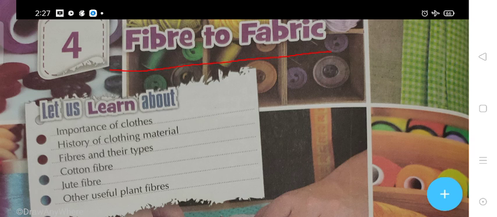So in this chapter, students, Fiber to Fabric, we will study the importance of clothes and the history of clothing material. Second thing we will learn in this chapter: fibers and their types, cotton fiber, jute fiber, and other useful plant fibers.